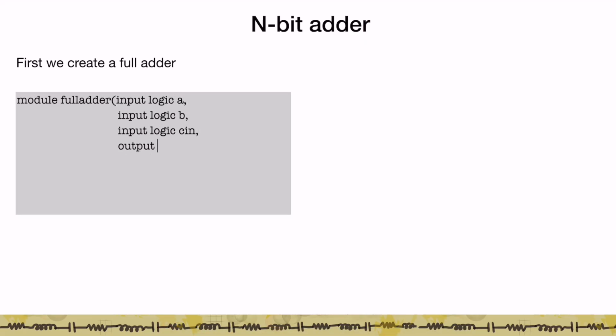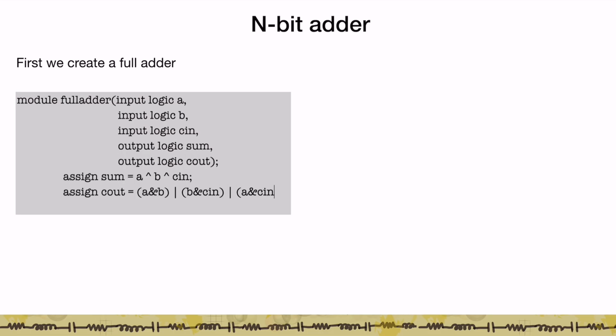a full adder, and a full adder, as you all know, takes in 3 inputs A, B, and C in, and provides 2 outputs, sum and C out. And we assign sum to be the XOR of the 3 inputs, and C out is going to be the max function of the 3 inputs. So it's A and B, or B and C, or A and C. So this is a full adder that's been generated.